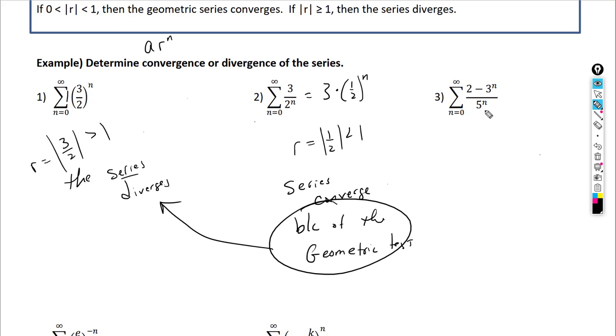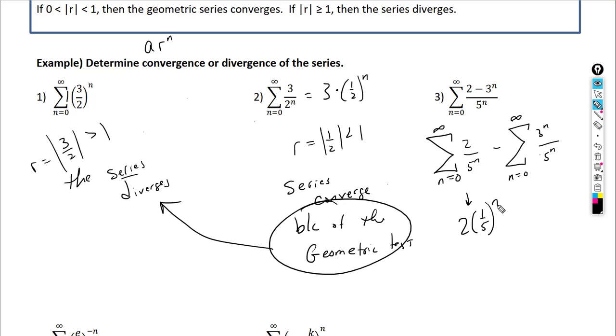This one is going to look a little different, but remember from last section when I can break up series. This series is the same as the sum from n equals 0 to infinity of, because I have a binomial on top and a monomial on the bottom, I can split the fraction. So this is 2 over 5 to the n minus that same summation of what's left, 3 to the n over 5 to the n. This one is 2 times 1/5 to the n, and this one is 3/5 to the n.